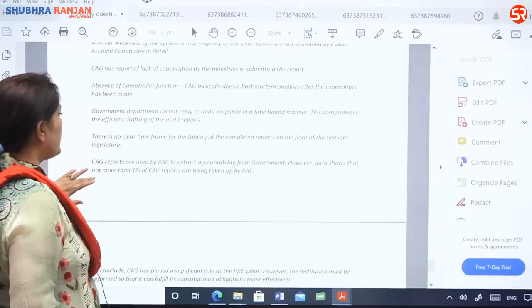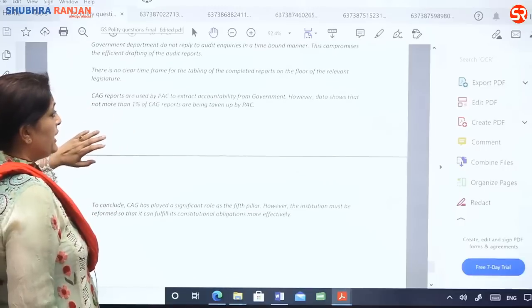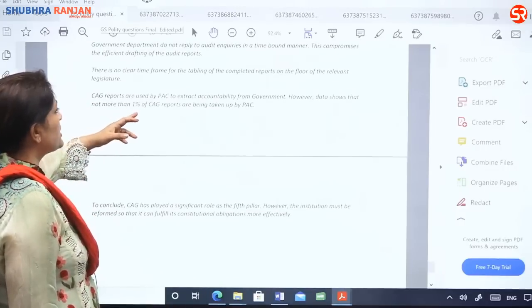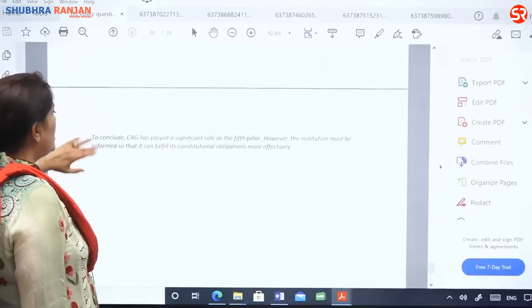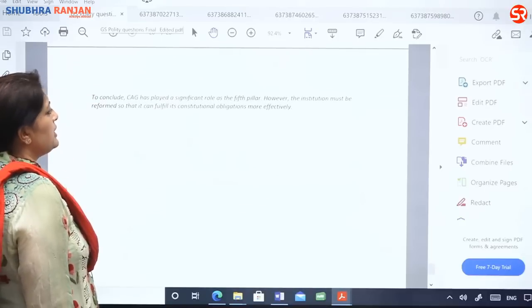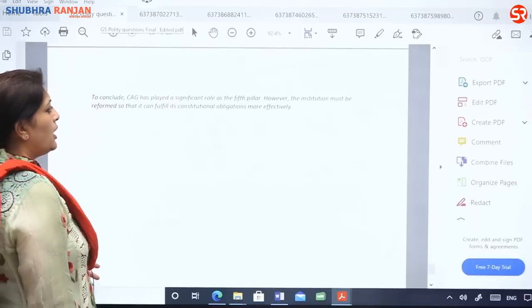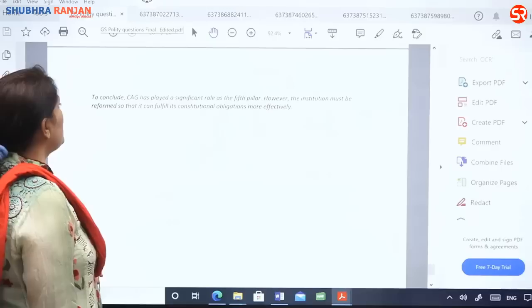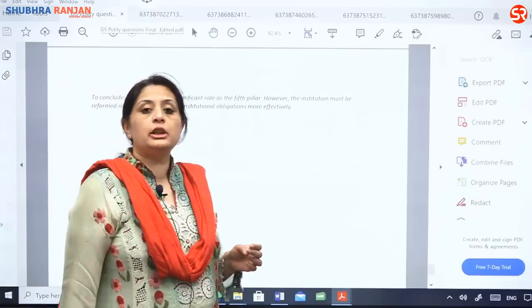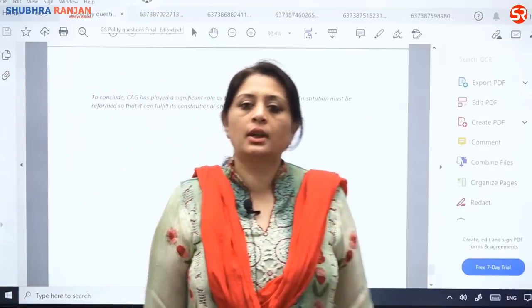CAG reports are used by the Public Accounts Committee. However, data shows a large share of CAG reports are not taken up. To conclude, CAG has played a significant role as a fifth pillar. However, the institution must be reformed so that it can fulfill its constitutional obligations.